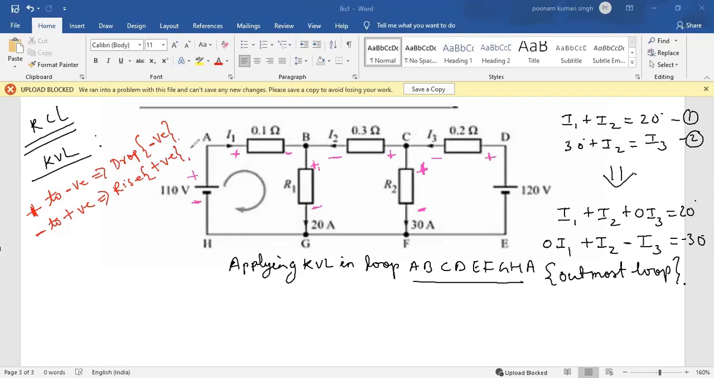So let's apply this. Let's move from this side to this side, completely clockwise. This is going from minus to plus, which corresponds to a rise in potential. Rise is always associated with 110 volt. This is the value given.